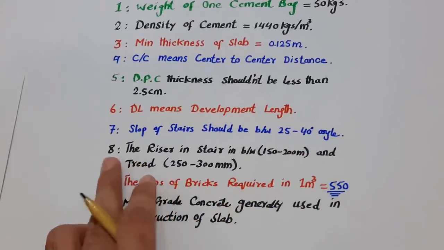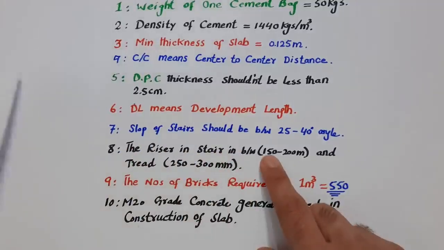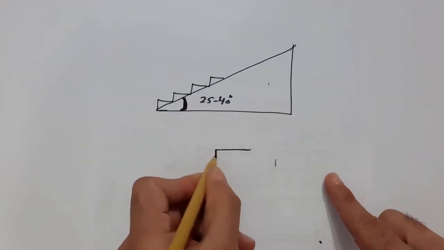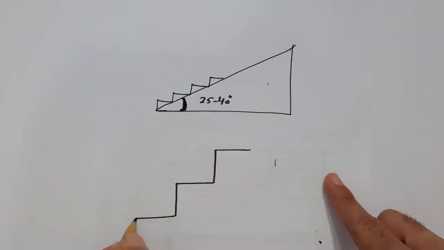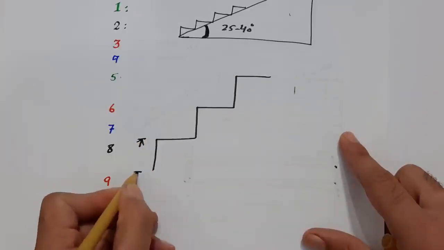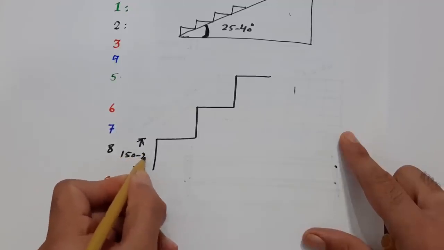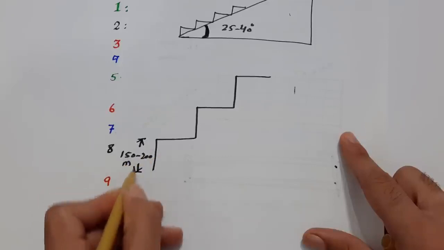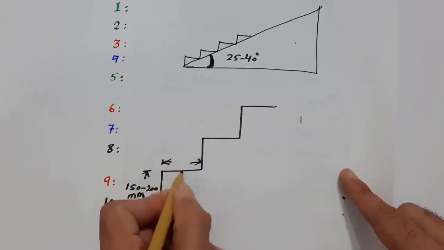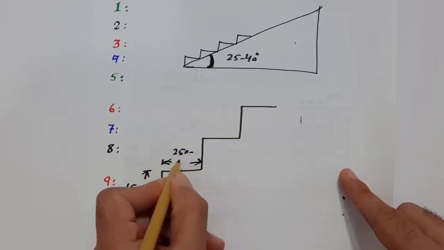Next one, guys, you can see here 8, the riser and tread of stairs. Riser means, as you can see, in the steps, this is called the riser, so it should be between 150 to 200 millimeters, this height. And the next one, this is called the tread, so the tread should be 250 to 300 mm.